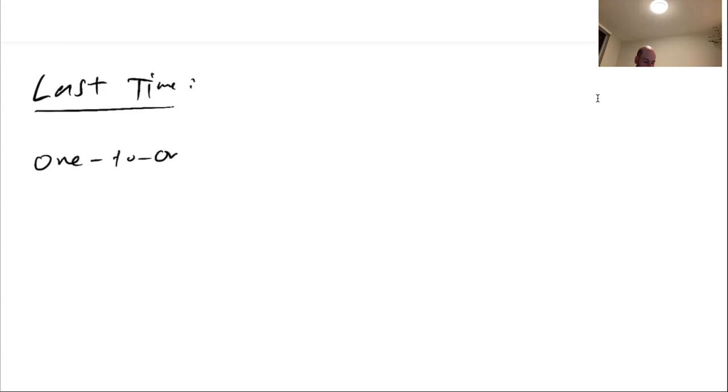Hello, everyone. So last time we looked at the concept of functions and we had a quick review about functions. And we know that each function is a rule that assigns exactly one output to every input. And we looked at the concept of one-to-one and onto functions.